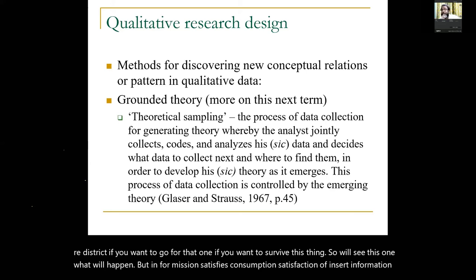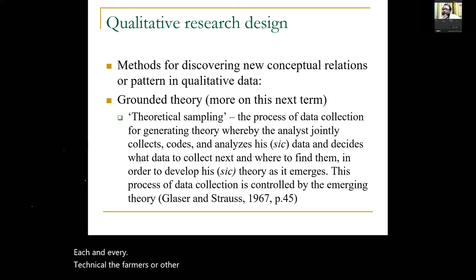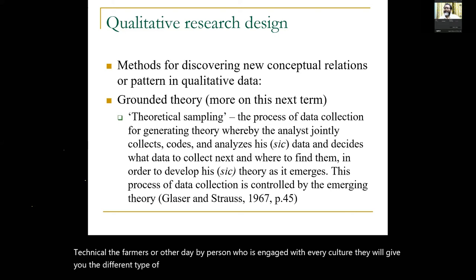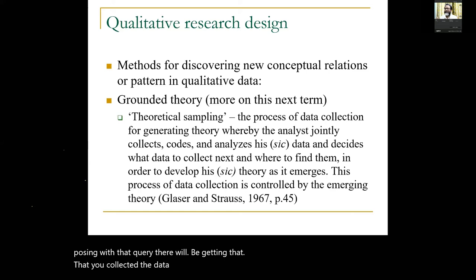Obviously, whenever you go there and collect the data, each and every agriculturalist, or rather the farmers, the persons engaged with agriculture, will give you different types of data. It depends on the type of query you are posing. With that query, they will be giving you the data. Now you collected the data from number one fellow, from 2, 3, 4, 5, 6, like that.